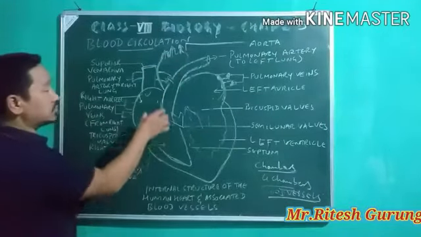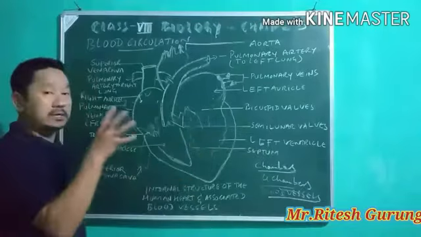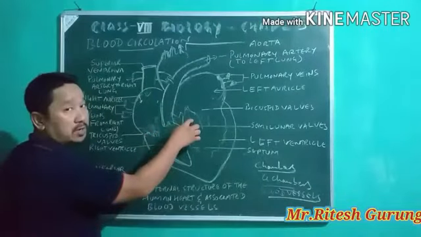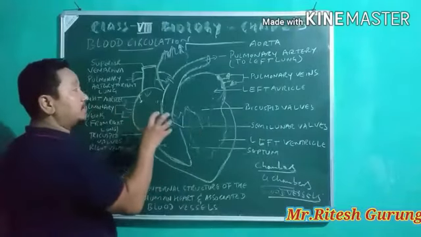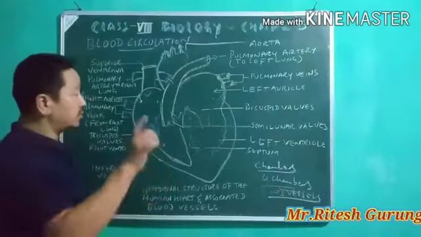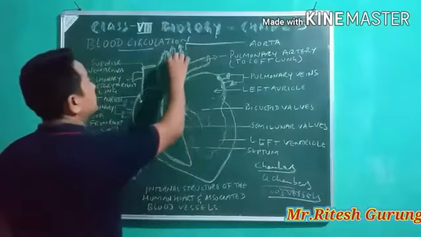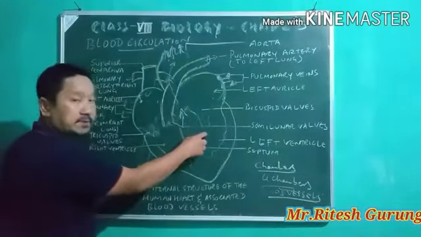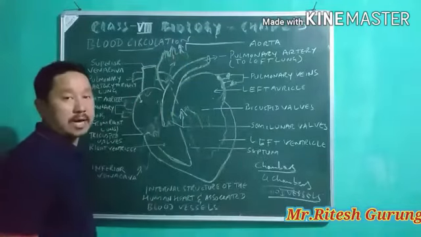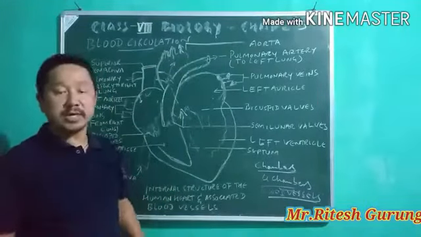Alright, let me tell you once again. Once the blood is collected in the ventricle, it will contract. Once these ventricles are contracted, these two different kinds of blood, the impure blood here and the pure blood here, are pushed out to the different parts of the body. Through here, you see, it's going through here. So this is the aorta. From this left ventricle, the pure blood is pushed out to the different parts of the body through this aorta or artery.